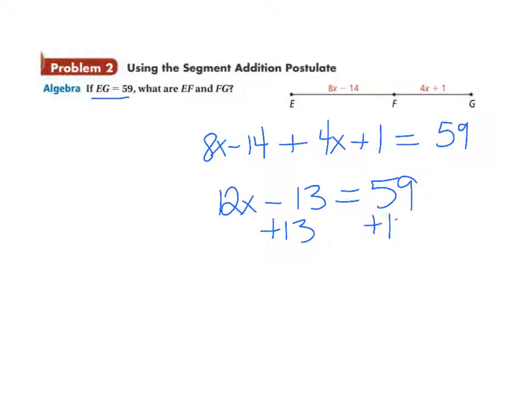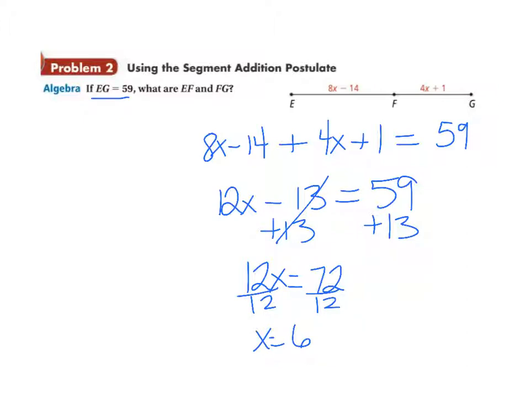Add the 13 to the other side. So 12x would be 72. Oh, that works out nice. If I divide by 12, do you remember that one? 72 divided by 12, that's 6. All right, so if x is 6, be careful because that's not really what they ask. The question was, what are EF and FG?